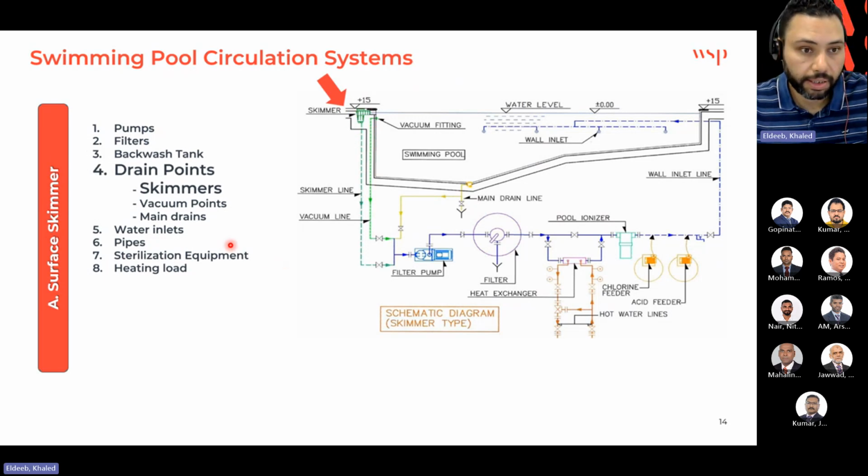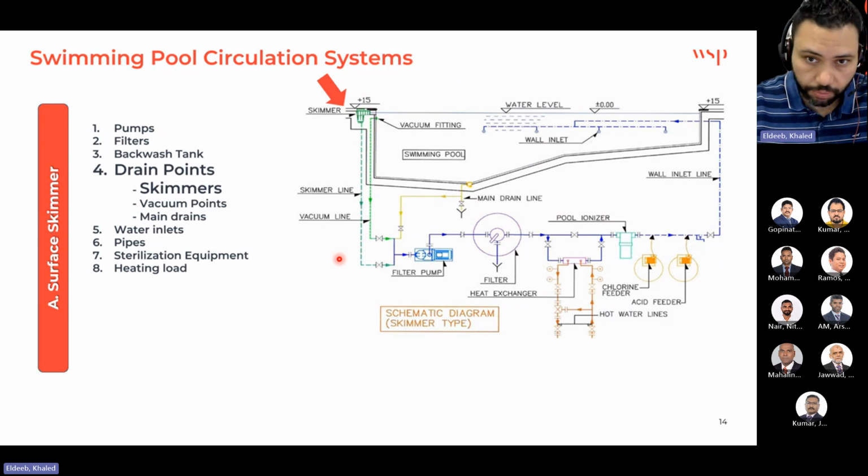Now the next one, the drain points. We'll speak here about the skimmers first. Skimmers, and even gutters or overflow channels that we are going to discuss in the next session, shall be provided to maintain uniform skimming action on the water surface.